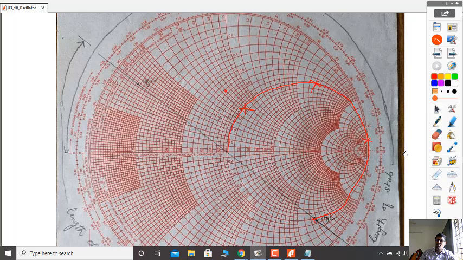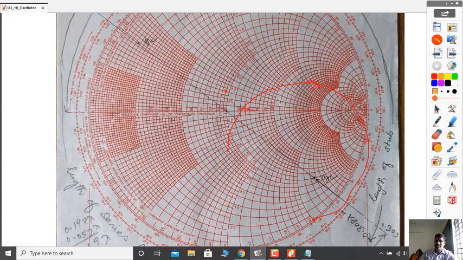Now you read the reactance. So the reactance corresponds to this point. This is the unit circle where we have stopped. This is the point where we have stopped. Now you read the reactance. The reactance is located at 0.308 lambda.